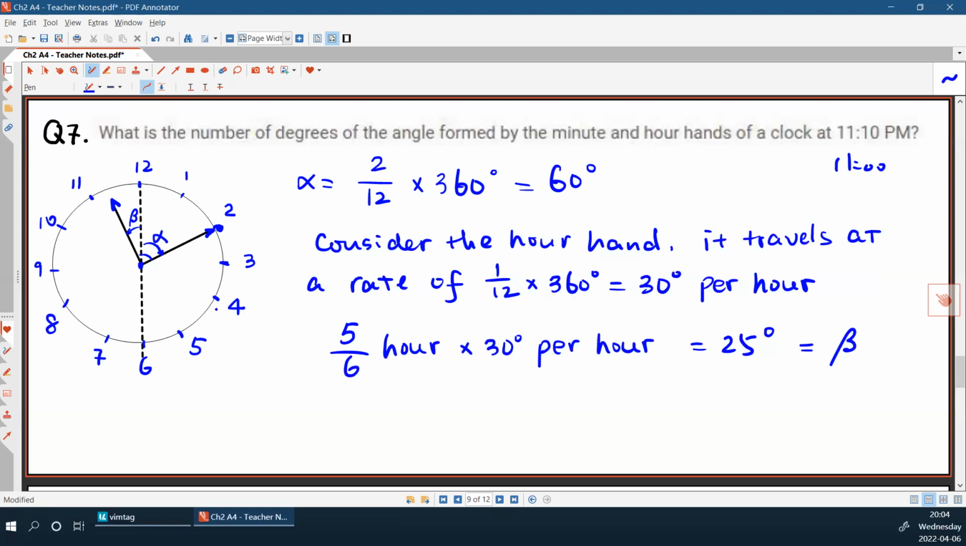You follow me? Yeah. Because when the minute hand travels all the way here, that's actually 5-6 hour, right? 5-6 hour times 30 degrees per hour, which gives us 25 degrees. So that's our beta.